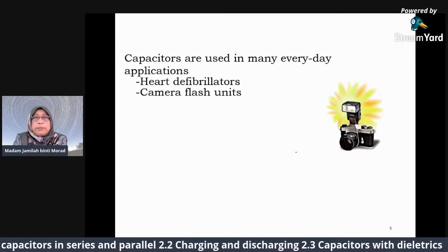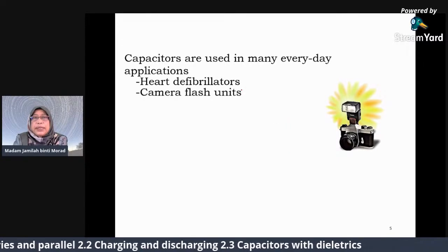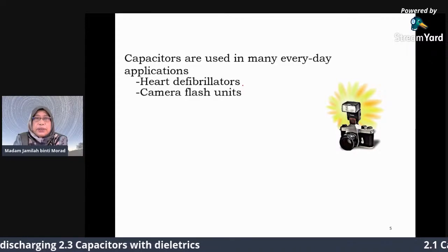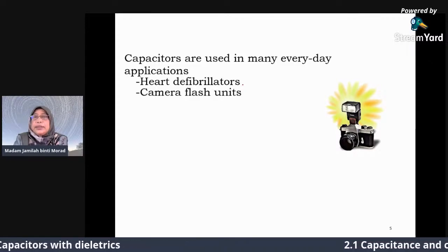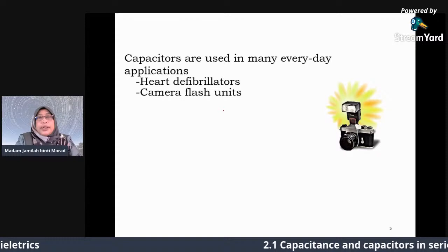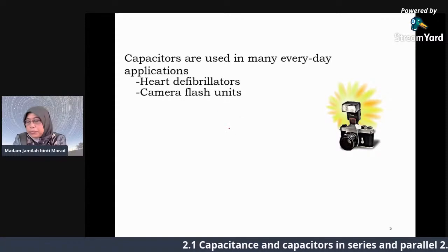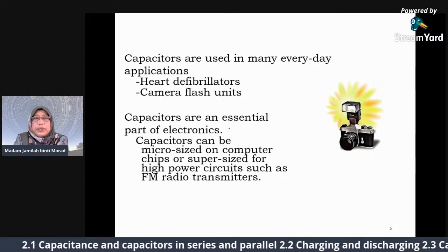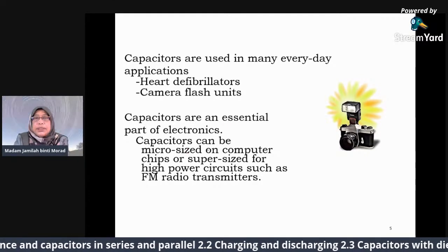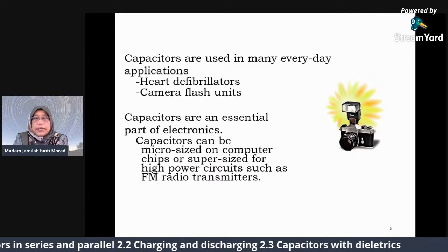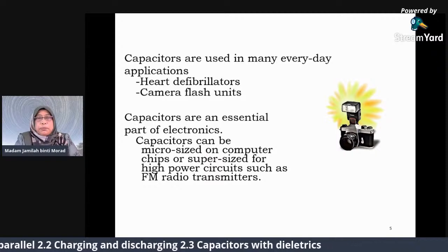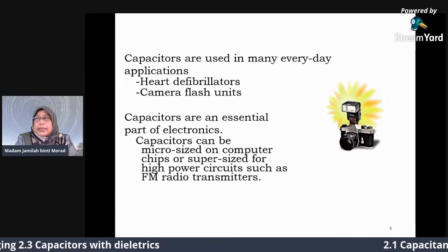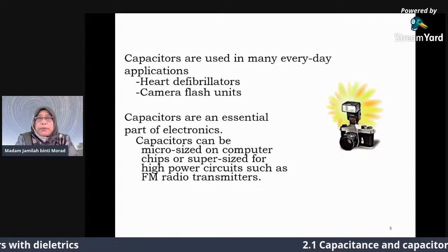The uses of capacitor, first one is the heart defibrillator. It is used by medical personnel in hospital to reset the heartbeat. And then the camera flash unit, for example. It is also a part of the electronic circuit used in computers. It can be micro-size on a computer chip or super size. It comes in a variety of shapes and sizes. That is the capacitor.